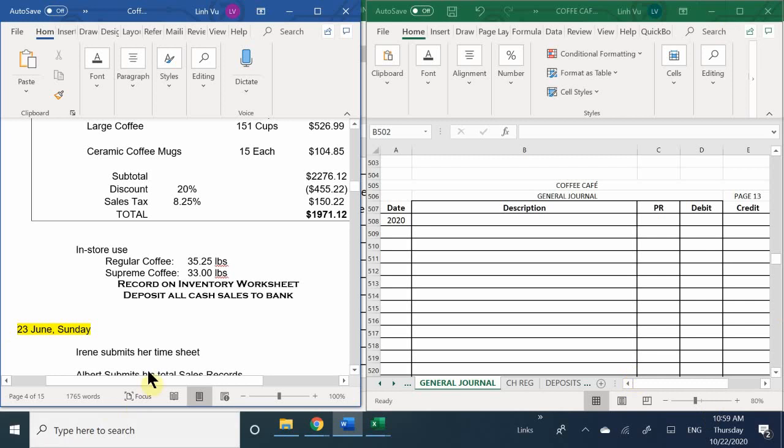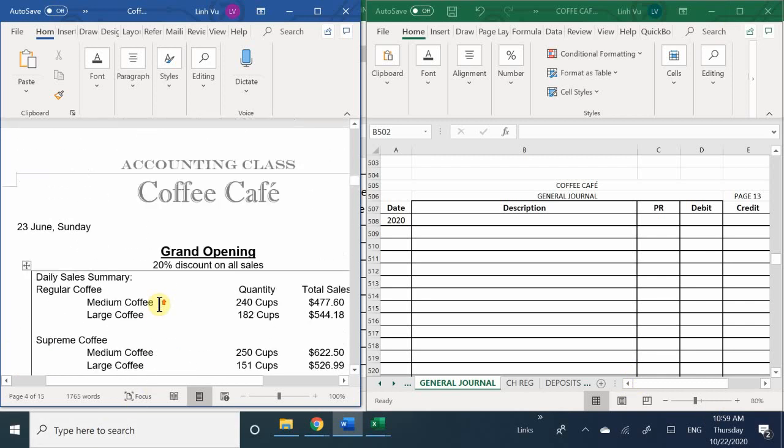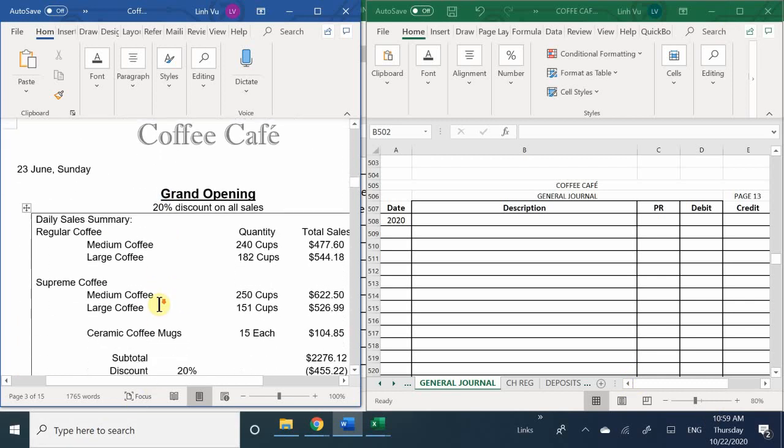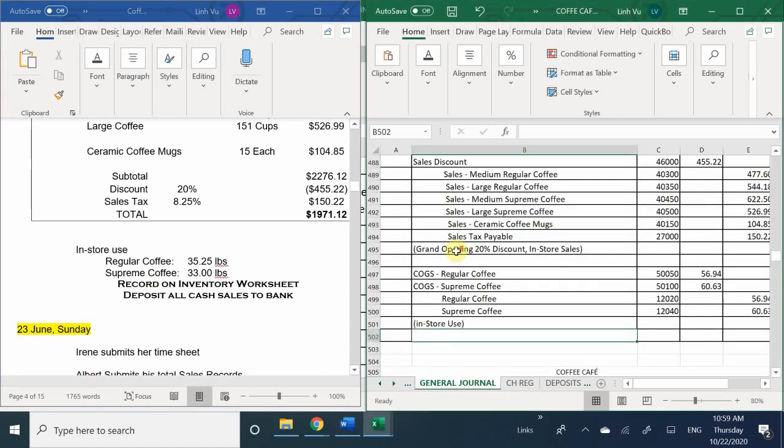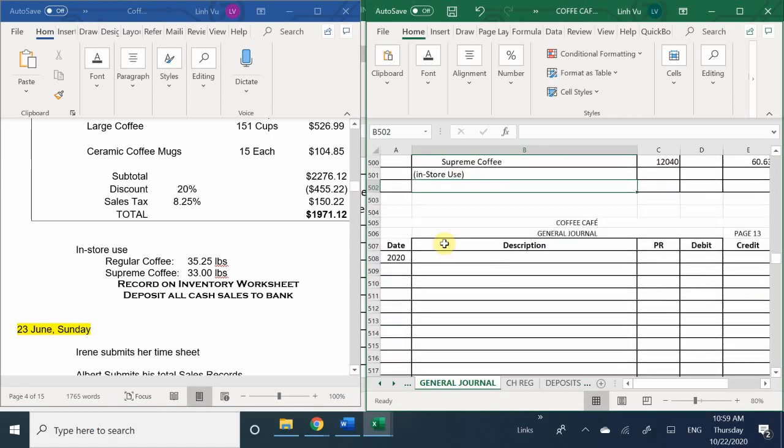All right, so we just finished up our last grand opening on Sunday. We already completed the journal and updated our inventory as well as updated our ledger. Okay, so now we're finally starting a new page. So now we're still on the 23rd, and let's see what has happened.